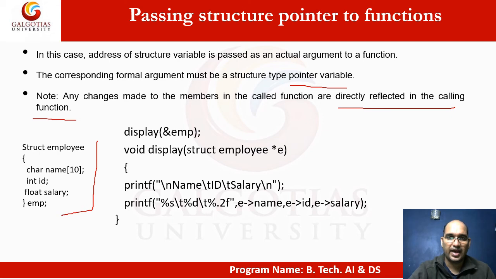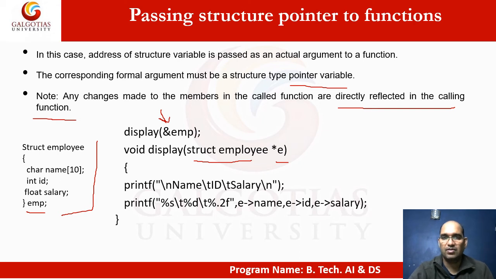Now let's take the same example again. Struct employee with char name[10], int id, float salary, and the variable emp. What we are going to pass as an argument is the address of that structure variable. So this is the employee structure variable, and we are passing the address of this emp to this display function. How will it receive this value? It is struct employee *e. The value we have passed is a pointer type, so a pointer type variable is needed to receive it. E is a pointer that will copy the address of this emp variable.